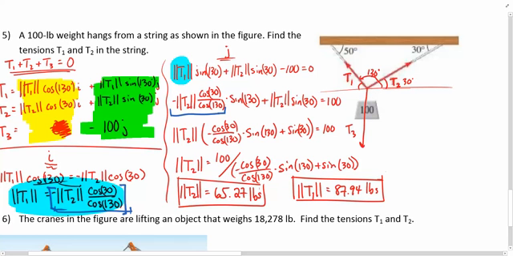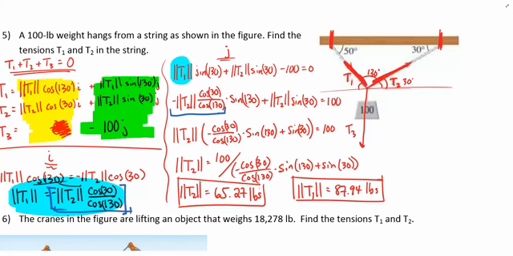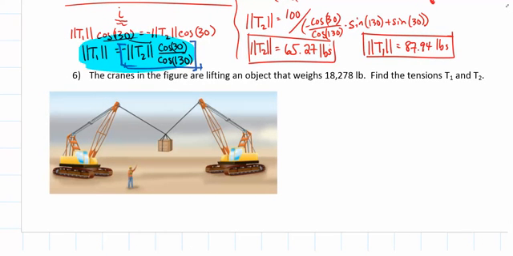So interesting results. This is real similar to what we ended up seeing at the end of class yesterday. If you're trying to support a weight of 100 pounds and your supports, the supporting cables or chains are at an angle above that object, it puts an awful lot of stress on these cables themselves. T1 requires 87 pounds of force, and T2 requires 65.2 pounds of force.